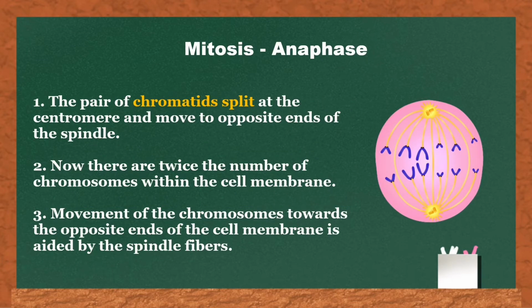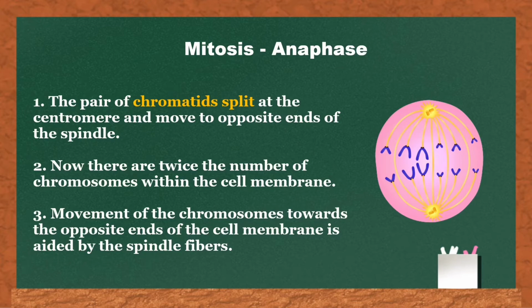Next, the third stage is anaphase. The pair of chromatids split at the centromere and move to opposite ends of the spindle. So you can clearly see here that they are splitting. Now there are twice the number of chromosomes within the cell membrane.